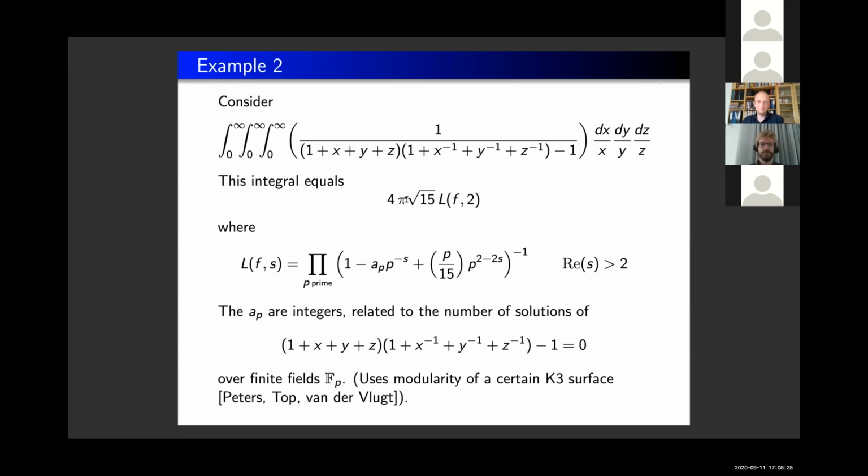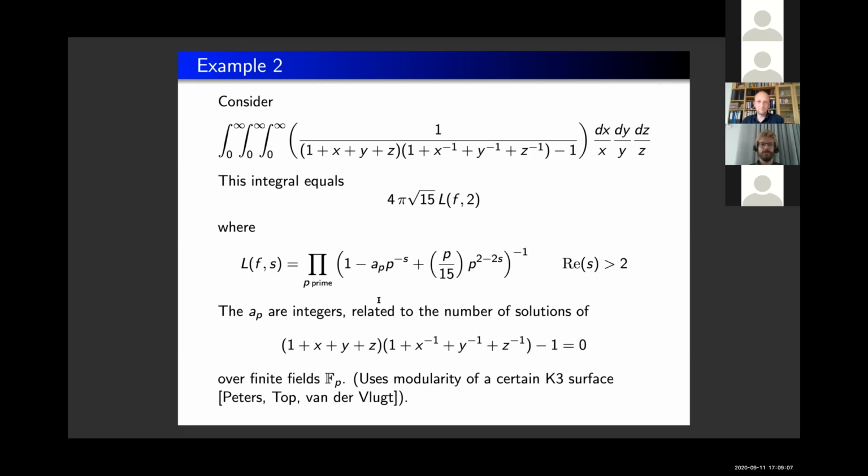It's 4 times pi times square root of 15 times L of f at 2. So L here is again an L function. It's defined by an infinite product over all primes of some very simple factor here. Well, this p over 15 here is a Legendre symbol. And a_p is an integer, which is very mysteriously related to the number of solutions to this equation, which is the denominator, over finite fields F_p.